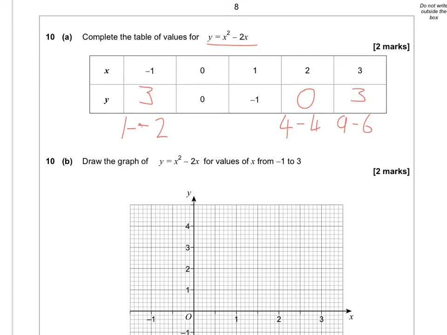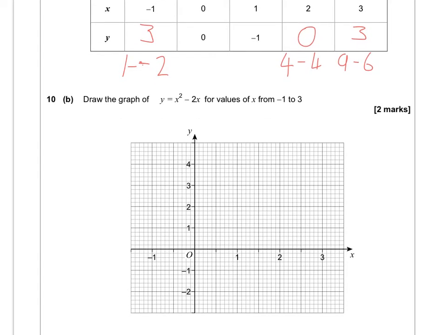We then just need to plot the coordinates that we've just generated. So we've got minus 1, 3. 0, 0. 1, minus 1. 2, 0. And 3, 3. AQA are getting a lot harsher on the drawing of graphs this year, so I'm going to apologise at this point that my graph might not be the best representation. Obviously you're going to do this in pencil, but we'll just join these points up with one smooth curve.